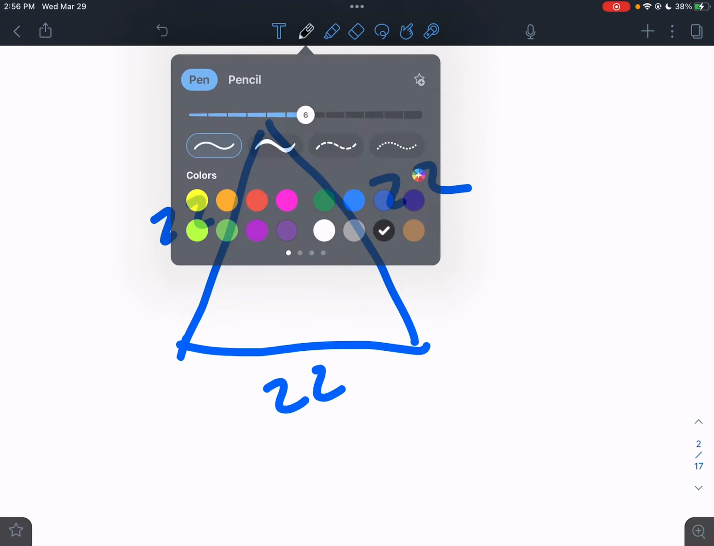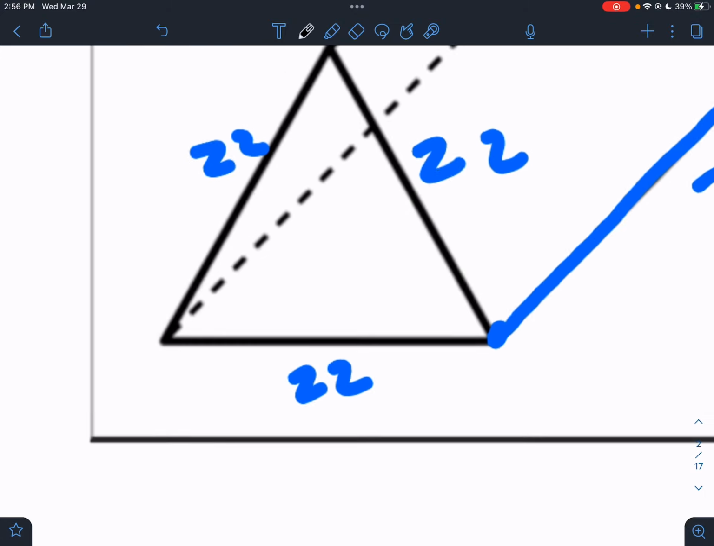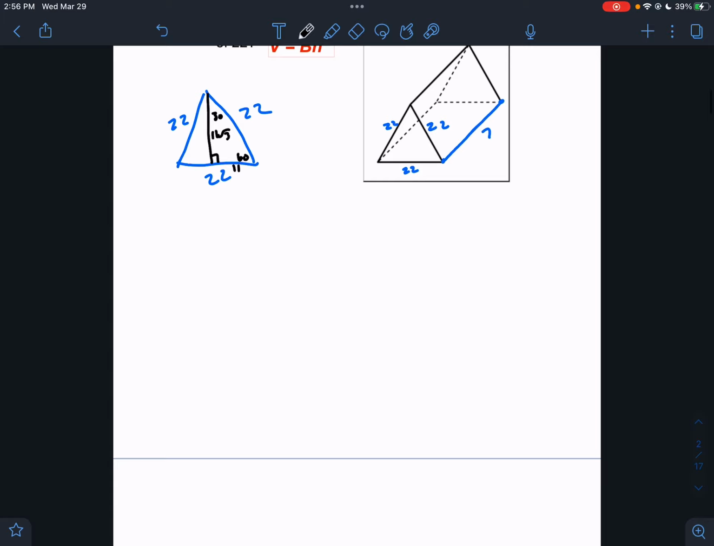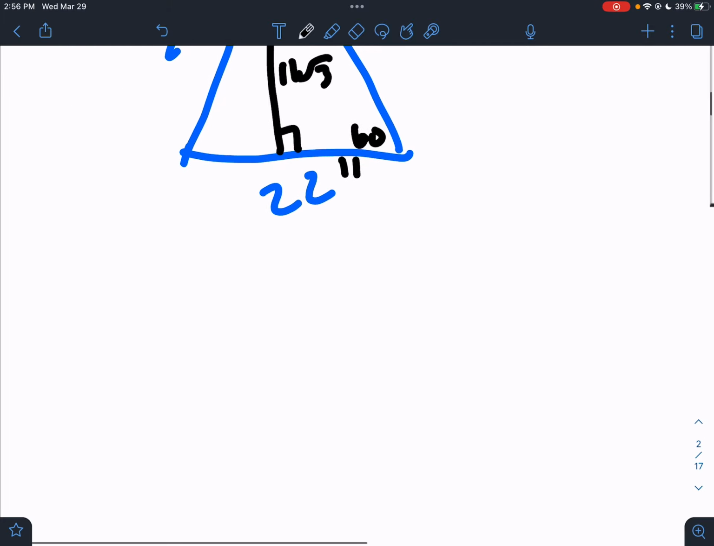So what do you have to do? You have to drop its height. That would cut this side in half. It becomes a 30, 60, 90, so this would be 11 root 3. Knowing that pattern and doing it quickly can make this so much less painful. For people that can't do that quickly and correctly, what should be an easy problem becomes a very painful problem.